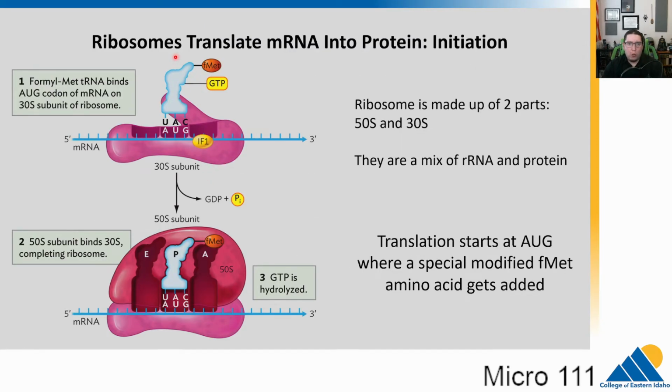All right, how does translation actually happen? Well, it all starts with the ribosome. So the mRNA is out there, and the ribosome is actually made up of 2 parts. In bacteria, we call them the 50S and the 30S subunit. Now, I just mentioned this because you have different ribosomal subunits.